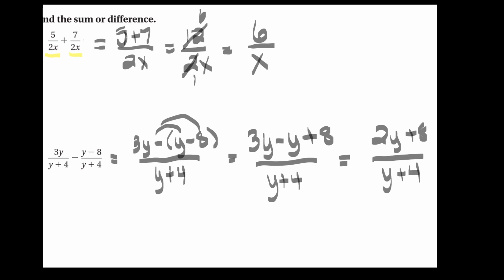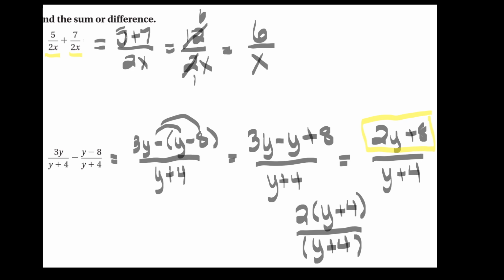which becomes 2y plus 8 over y plus 4. Now here we need to look at, can we factor anything out of our numerator or our denominator? And we should see that we can factor out a 2, and we can rewrite our numerator as 2 times y plus 4 over y plus 4. So we're going to be able to cancel out those common factors of y plus 4, and we end up with just 2.